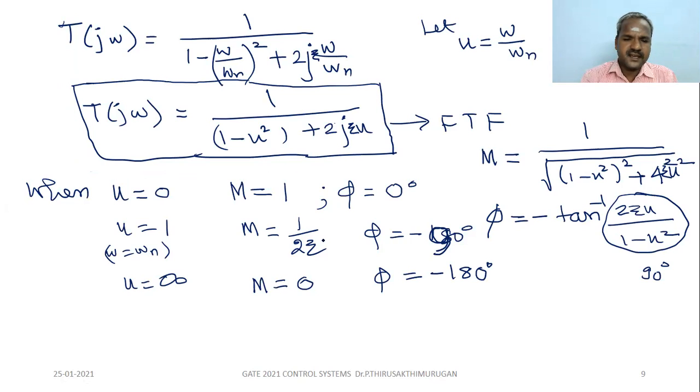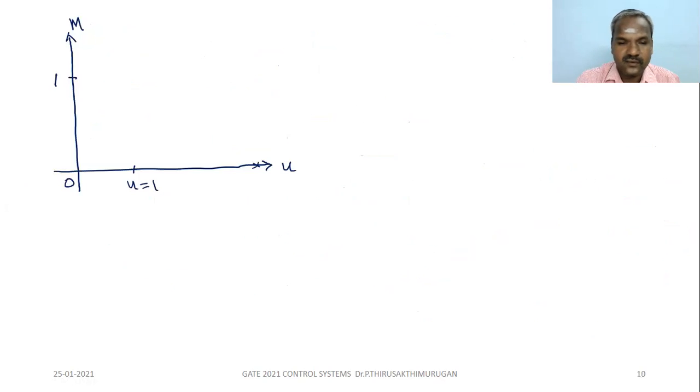Suppose zeta is 1, okay? When zeta equal to 1, it's a critically damped system. So in that case, magnitude is 1 by 2. So this is the case when zeta is 1.